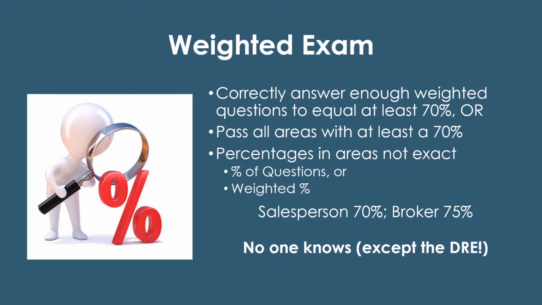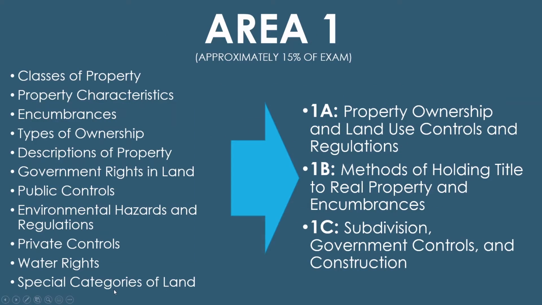Area 1. Okay, so this is about 15% of the exam, and it's broken down into a bunch of these items here. So it's broken down into classes of property, property characteristics, encumbrances, types of ownership, descriptions of property, government rights in land, public controls, environmental hazards and regulations, private controls, water rights, special categories of land. So as you can see, there's a lot under Area 1.